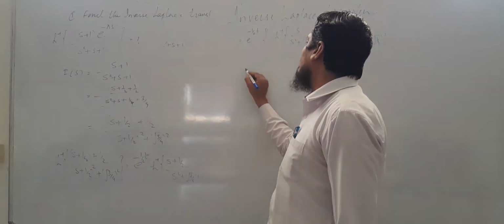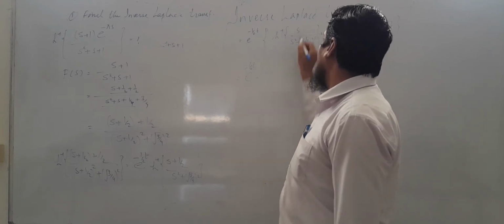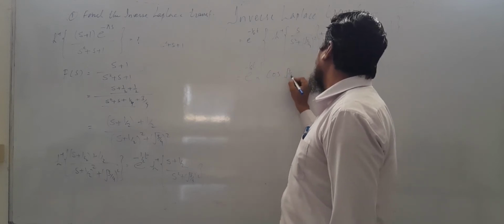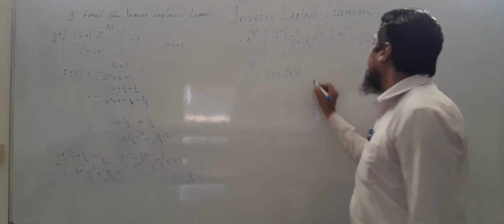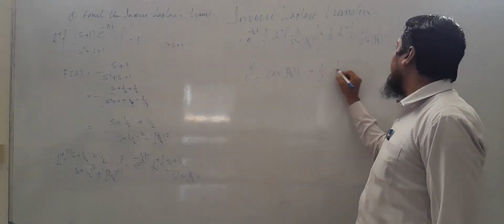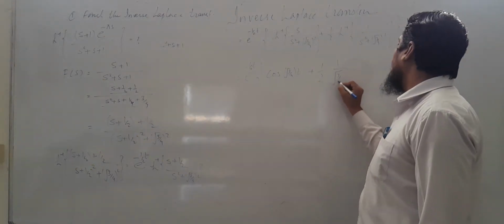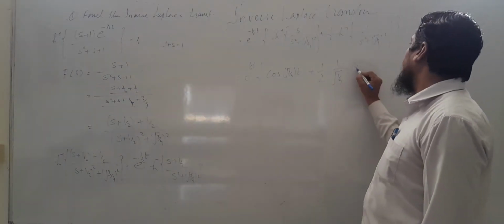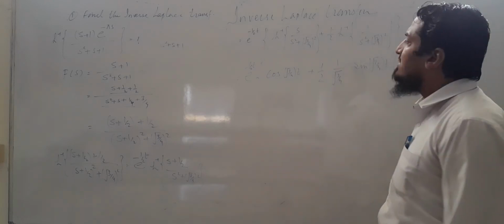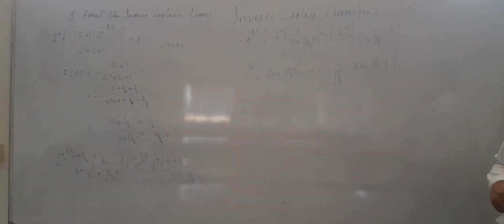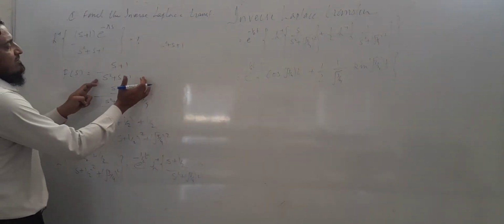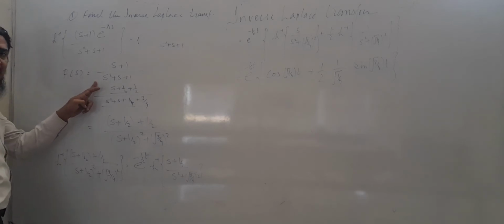Now it becomes e raised to minus 1 by 2 t. It becomes cos of root 3 by 2 t plus 1 by 2 into 1 by root 3 by 2 sine root 3 by 2 t, and it is our required result after solving the inverse Laplace transform of the function (s plus 1) upon (s square plus s plus 1).